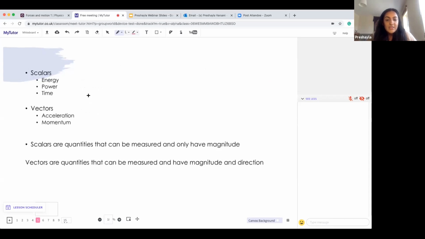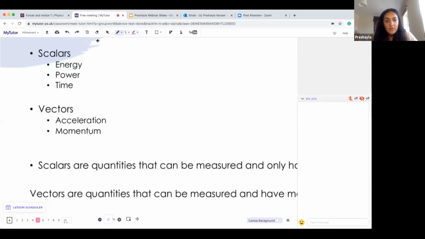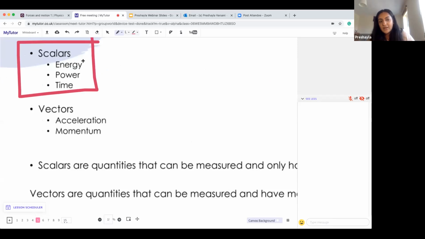Okay, so let's look at some examples of other scalars and other vectors. So in the top here, you can see some other scalars. Remember, scalars, only magnitude, no direction. So some other examples of scalars are energy. We never know what direction energy travels in. Power, again, power has absolutely no relevance with direction. We don't care what direction the power moves in. And time, well, time doesn't have a direction. So these are some more examples of some scalars.